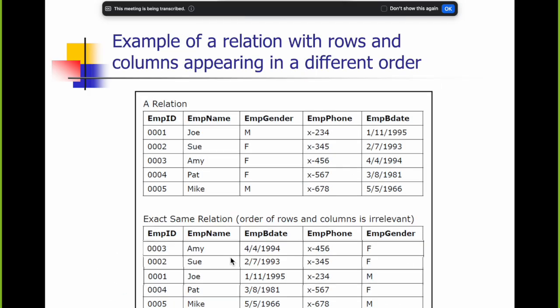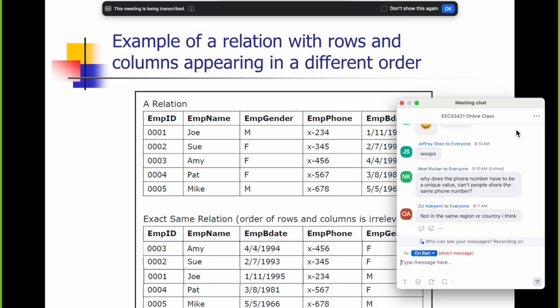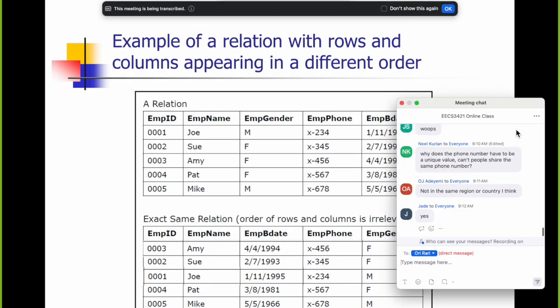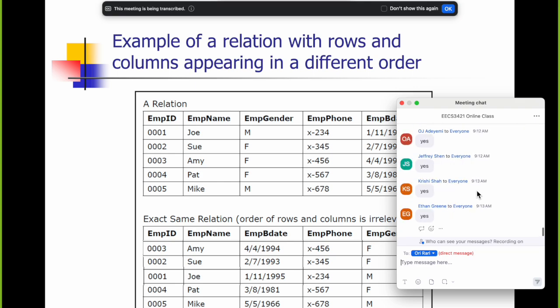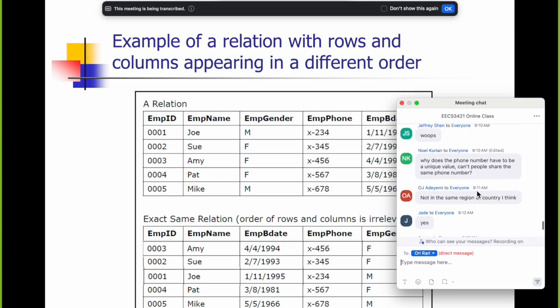Now here is an example of a relation with rows and columns appearing in a different order. Looking at these, are both tables relational tables? Are they both relations? Yes, they are basically the same tables, only the order of rows and columns is different, and we said that is not important.